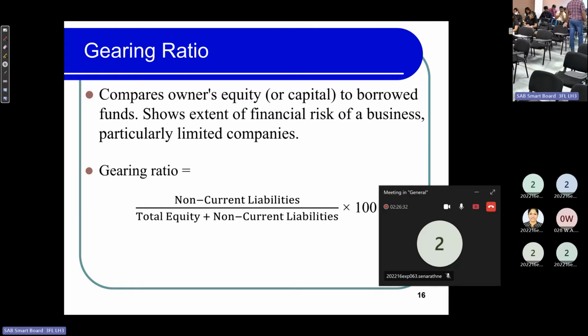EPS, how can it be calculated? Profit attributable to ordinary shareholders divided by number of ordinary shares. Profit attributable to ordinary shareholders divided by number of ordinary shares. For ordinary shares. Right?